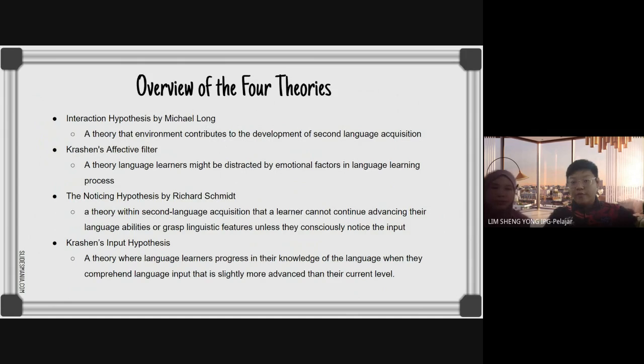Now, the overview of the 4 theories. Interaction hypothesis by Michael Long is a theory that the environment contributes to the development of second language acquisition. The second one is Krashen's affective filter, a theory that language learners might be distracted by emotional factors in the language learning process. The noticing hypothesis by Richard Schmidt, a theory within second language acquisition that a learner cannot continue advancing their language abilities or grasp linguistic features unless they consciously notice the input.